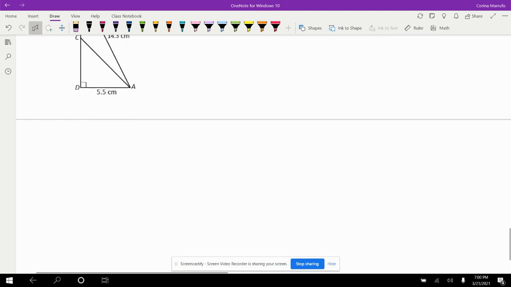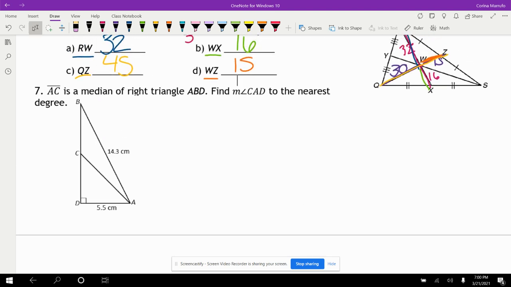Okay, so here we have AC is a median of a right triangle ABD. Find the measure of CAD to the nearest degree. Okay, so let's go ahead and see. Now this one's a little bit tricky because we're going to have to use a little bit different math than what we've used before. But here they tell us that AC is a median. So this one's a median, which means that it is going from the center to this point right here. That means that this piece, whatever it is, is the same as this piece.